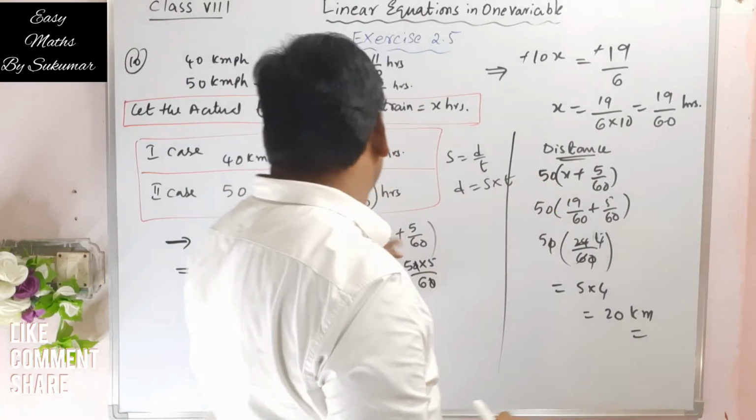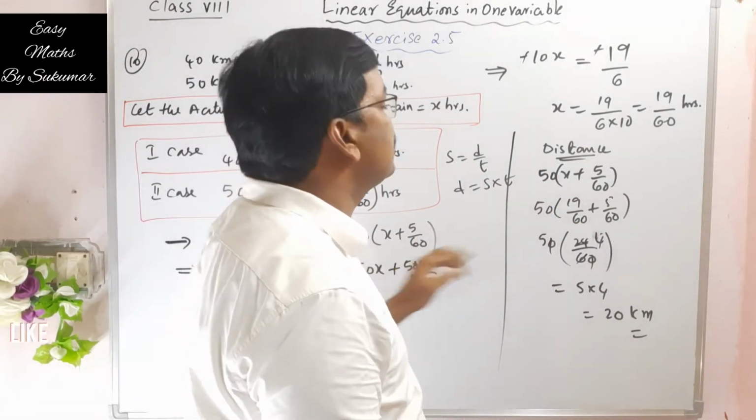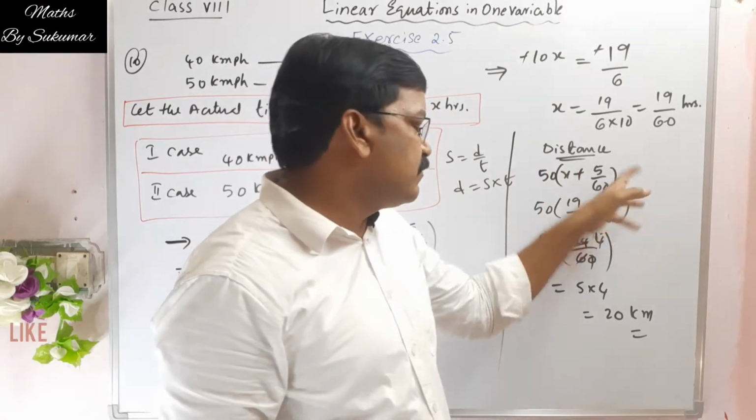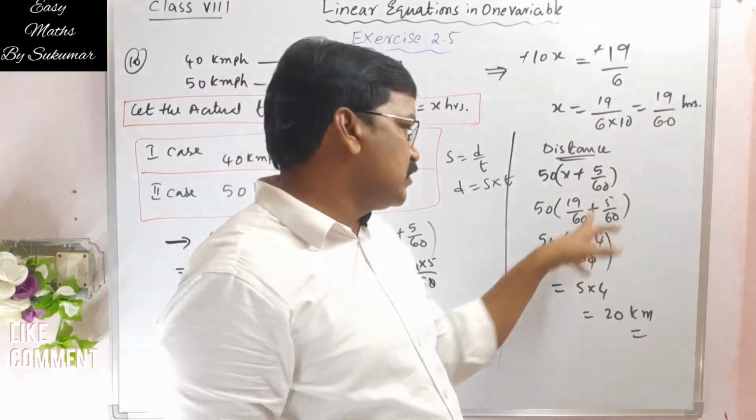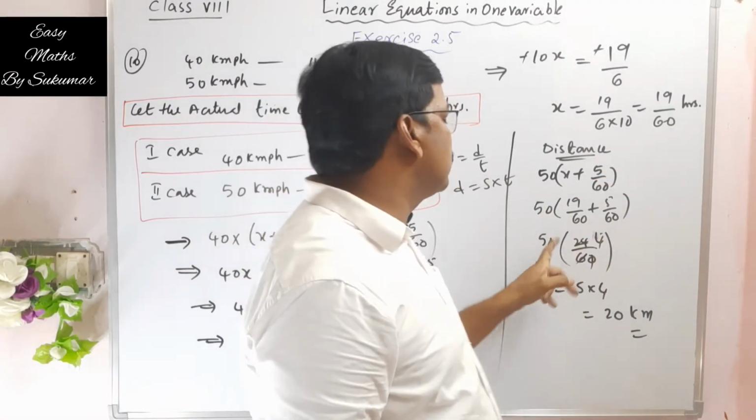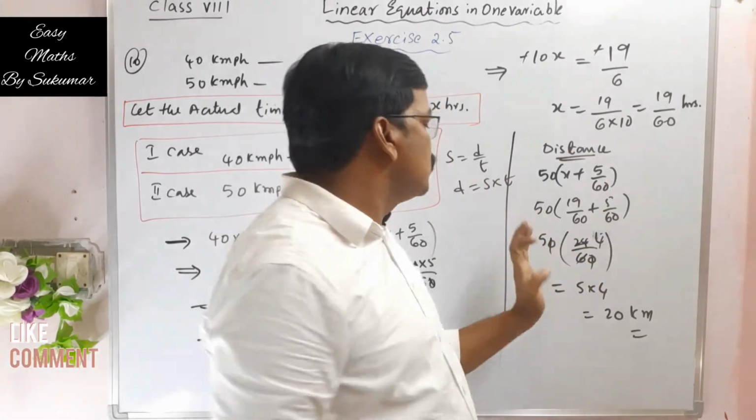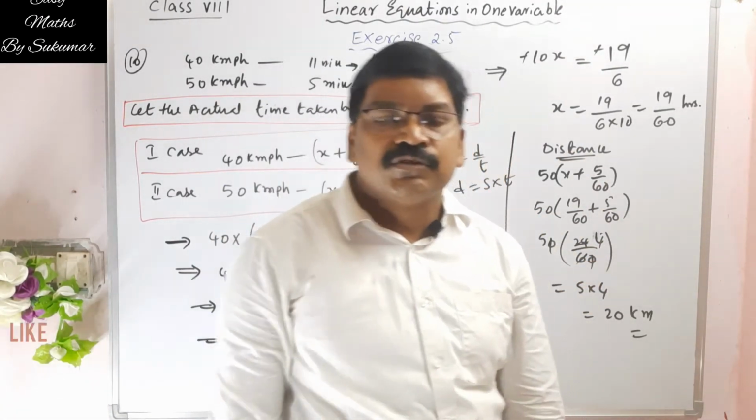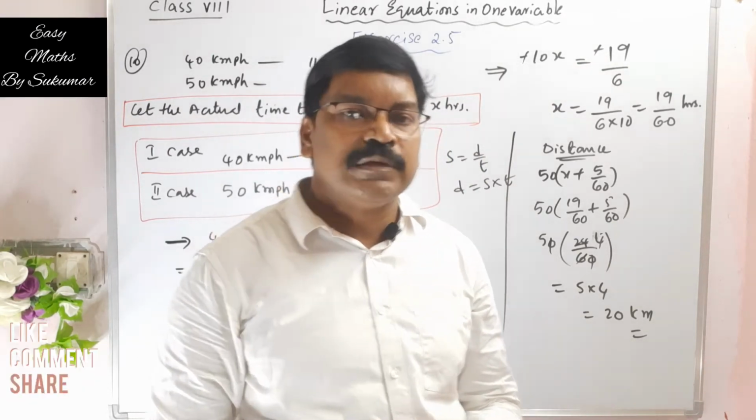So I have taken the right hand side, which is 50 times x plus 5 by 60. That is 50 times 19 by 60 plus 5 by 60. This is 24 by 60. See my dear students, here the 0 gets cancelled. 6 in 24 is 4 times, so 5 fours are 20. So the actual distance covered by the train is equal to 20 kilometers.